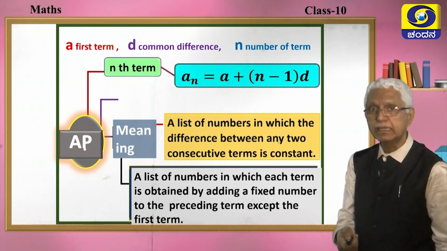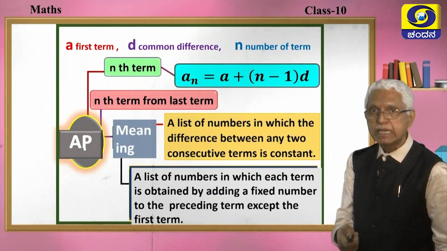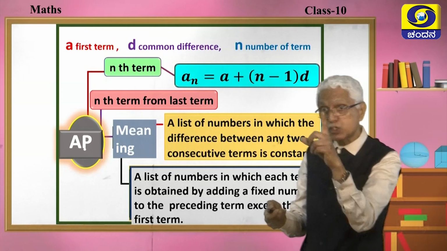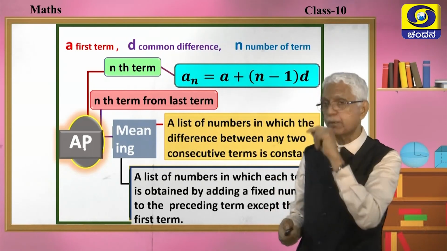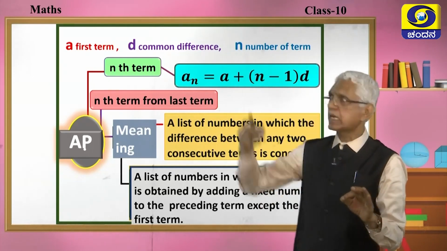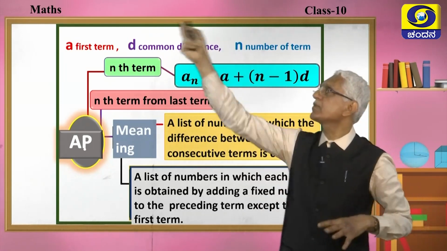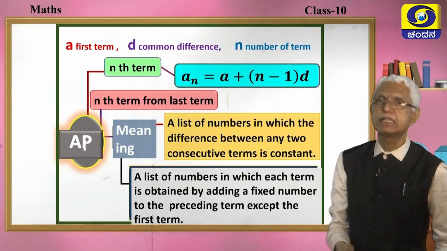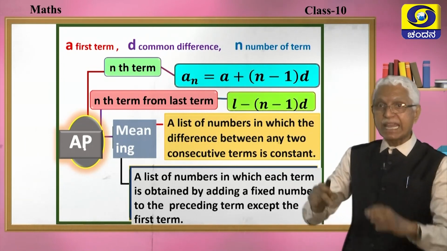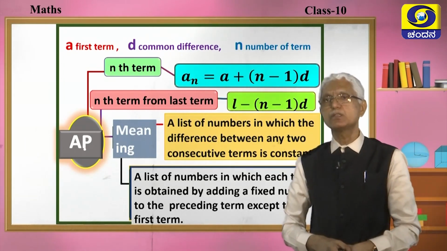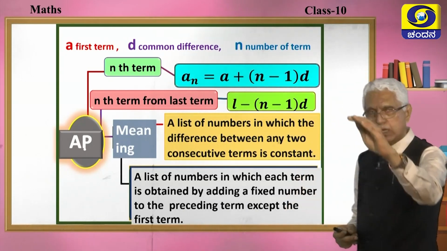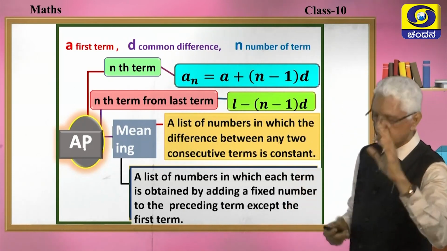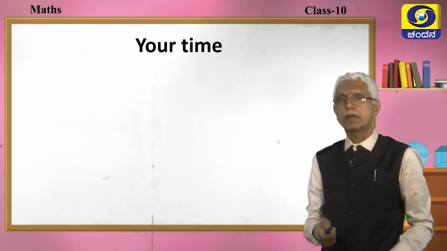What else are we looking at? Okay, nth term from the last term, most important. There will be usually a problem on this. 10th term from the last term, 15th term from the last term, nth term from the last term is given by the formula L minus (n minus 1) into d, correct. This is what we have learned today in the first session, I hope, right.